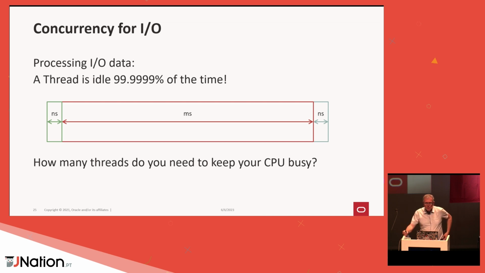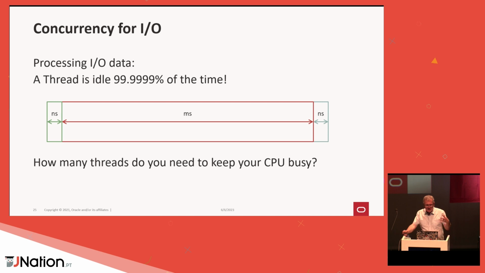So how can you keep your CPU busy? Well, the first naive answer would be, okay, I need more threads. How many more threads? Well, 1 million. Easy enough. Can you launch 1 million threads on a machine? I'm not so sure.